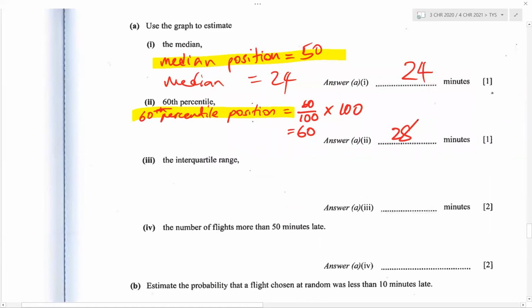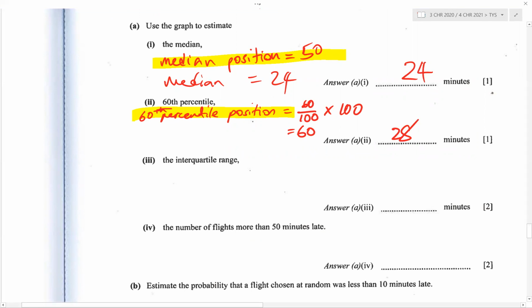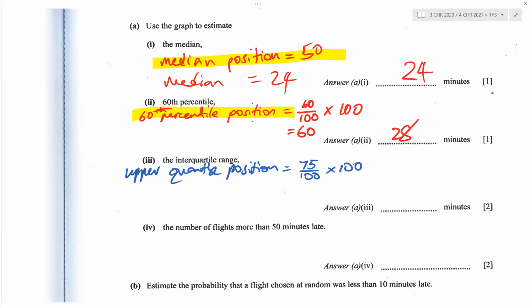Now for the interquartile range. Interquartile range requires us to find the upper quartile minus the lower quartile. To find the upper quartile position, it is 75 over 100 times 100. So you see that all the starting is the same. Find the position.